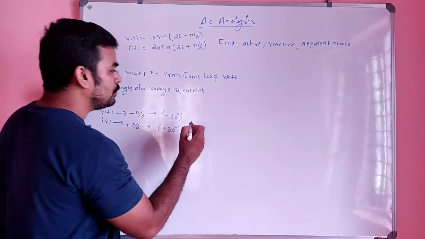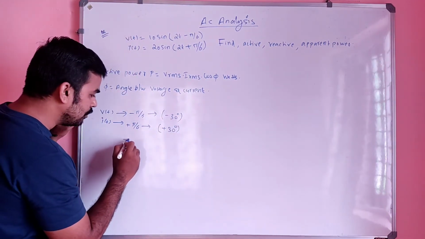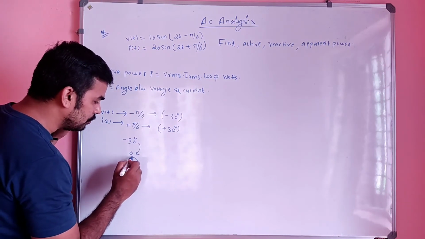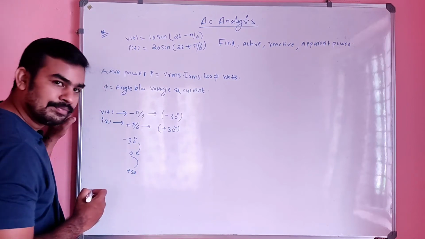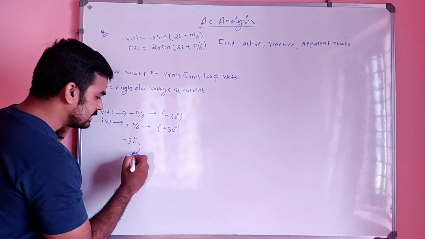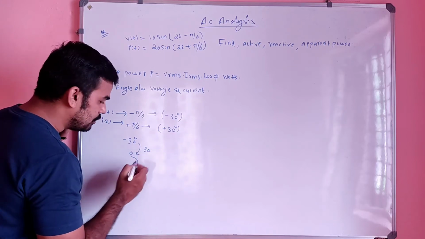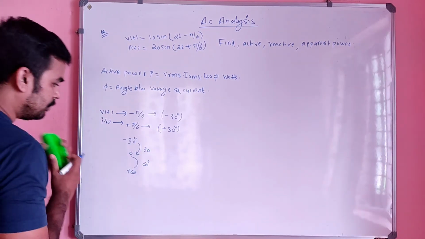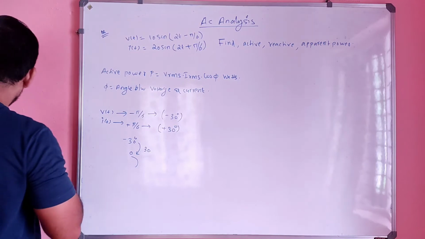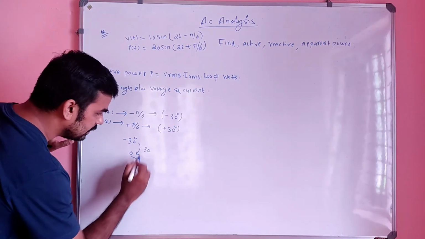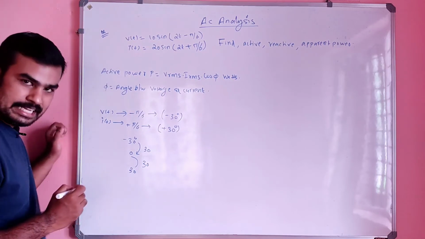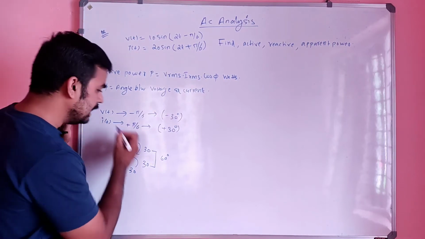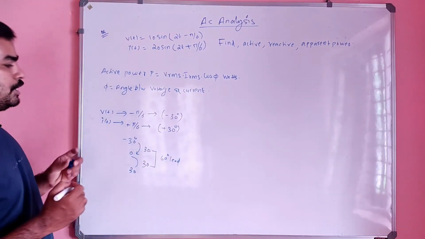You have to move from minus 30 degrees to 0, and then from 0 to plus 30, not plus 60, it is plus 30. Minus 30 to 0 you covered 30 degrees, and 0 to 30 you cover 30 more. So the total angle will be 60 degrees. I of t will be leading.